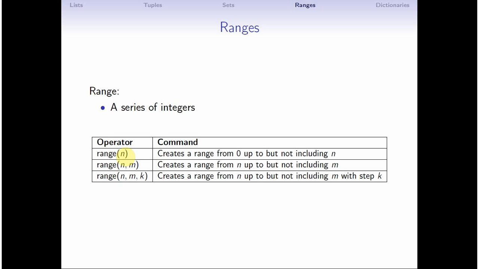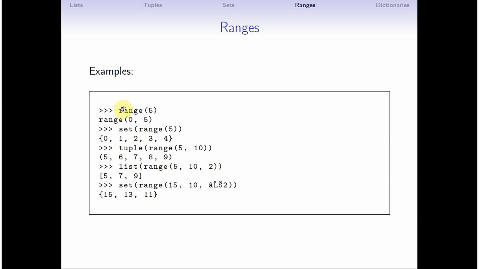Range n, m, k is from n up to but not including m, with step k. Step k means for every jump, jump k. So look at the example, range of 5. If you press like this, this output will come out.